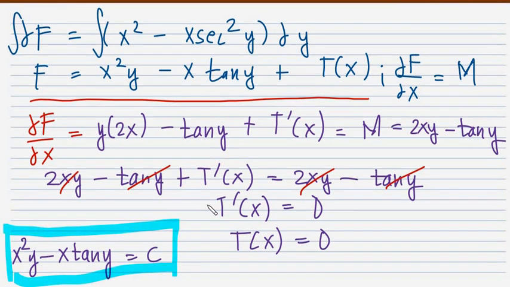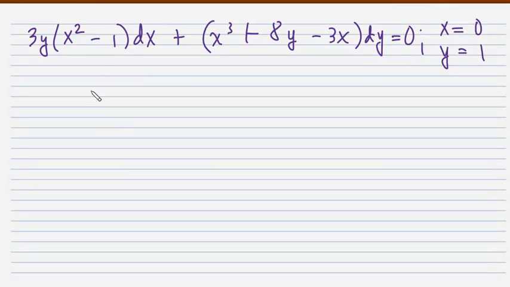Okay, final answer. So last example. We will get the particular solution of this differential equation when x is 0, y is equal to 1. Okay, so we have 3y times the quantity x squared minus 1 differential x plus the quantity x cubed plus 8y minus 3x differential y.